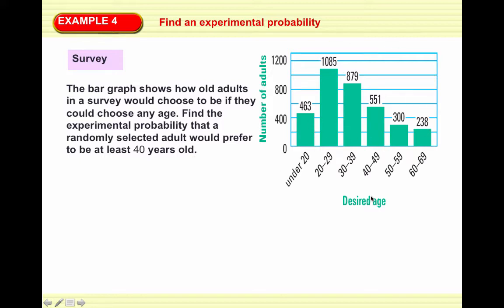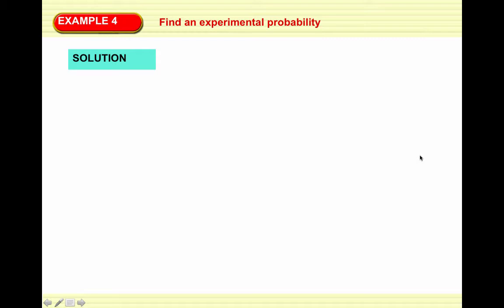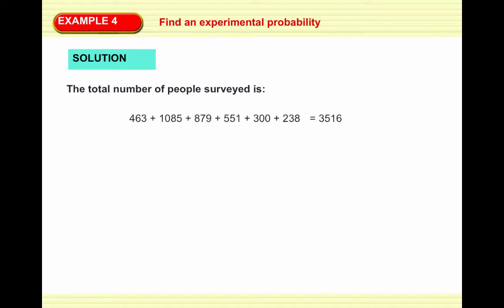If you look here we've got the desired age. So there's 463 people who want to be under 20. There's 300 people that want to be between 50 and 59. And so on the vertical here we are measuring the number of adults who responded with those different values. Okay, so at least 40 years old. Here's 40 to 49, 50 to 59, 60 to 69. Those are all going to be part of our sample space, or not even just part of our sample space, our event that we're interested in.